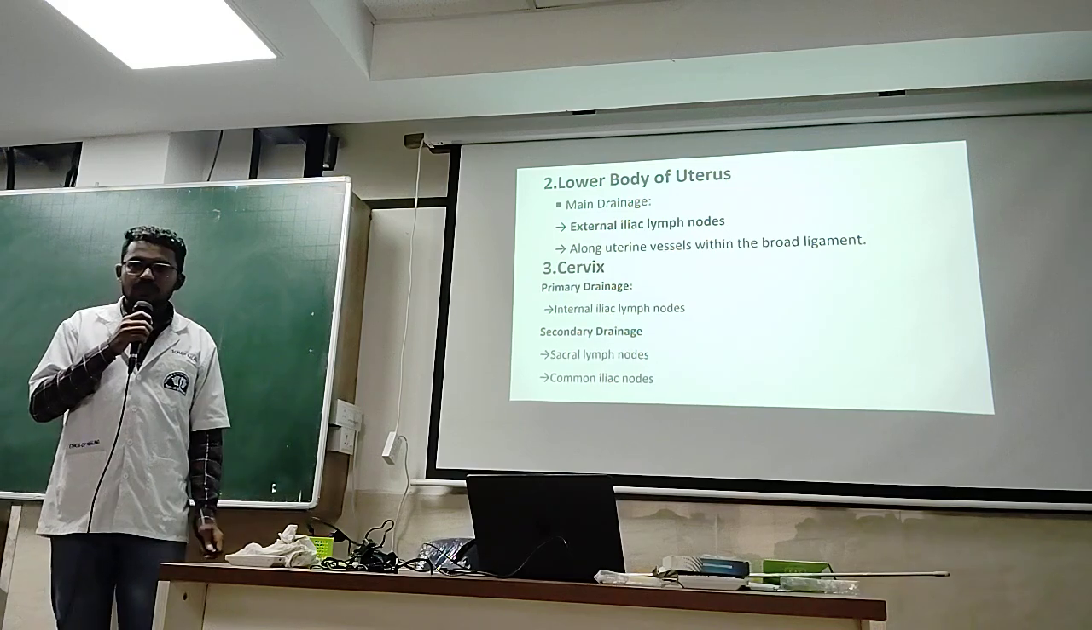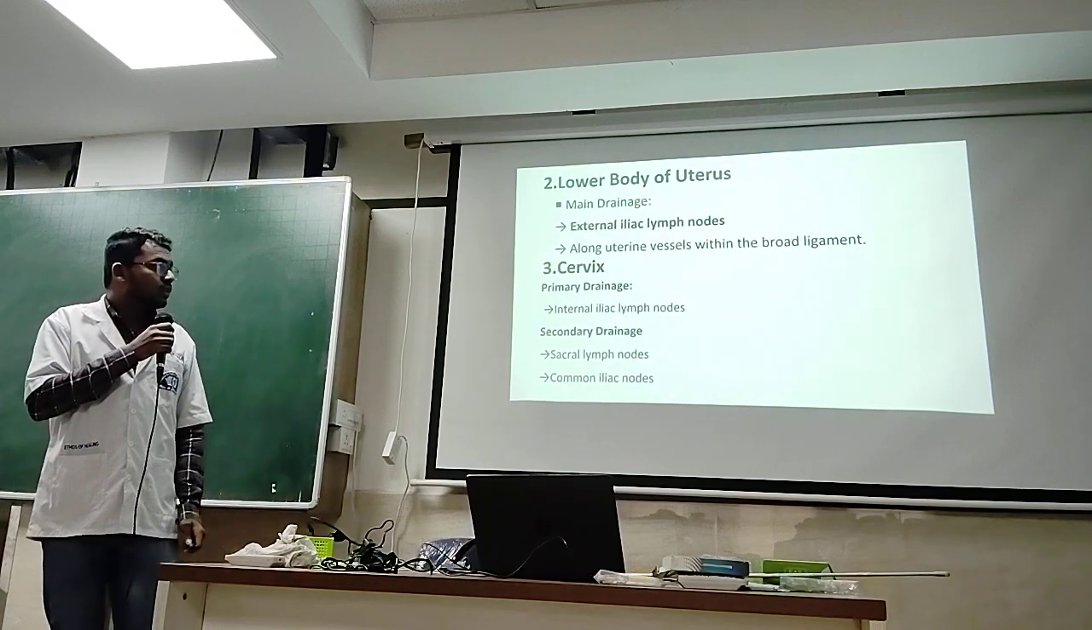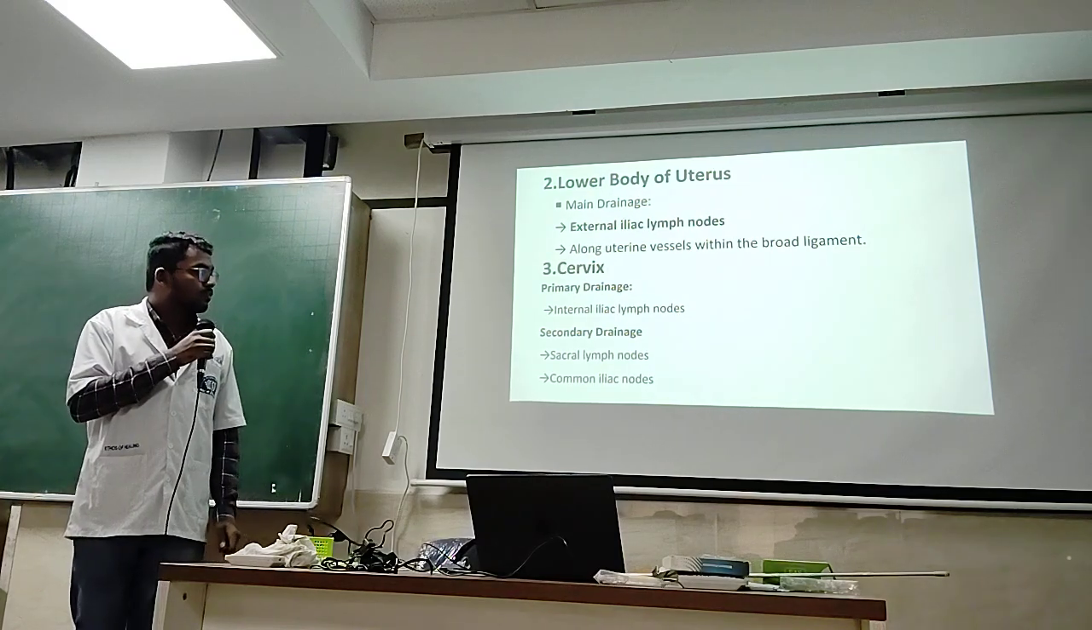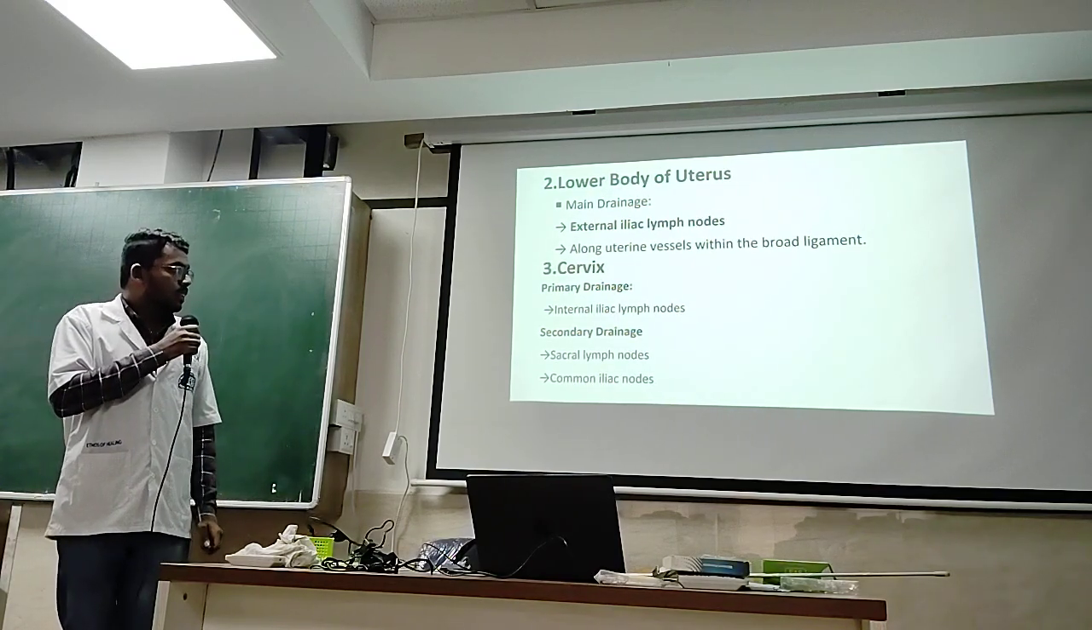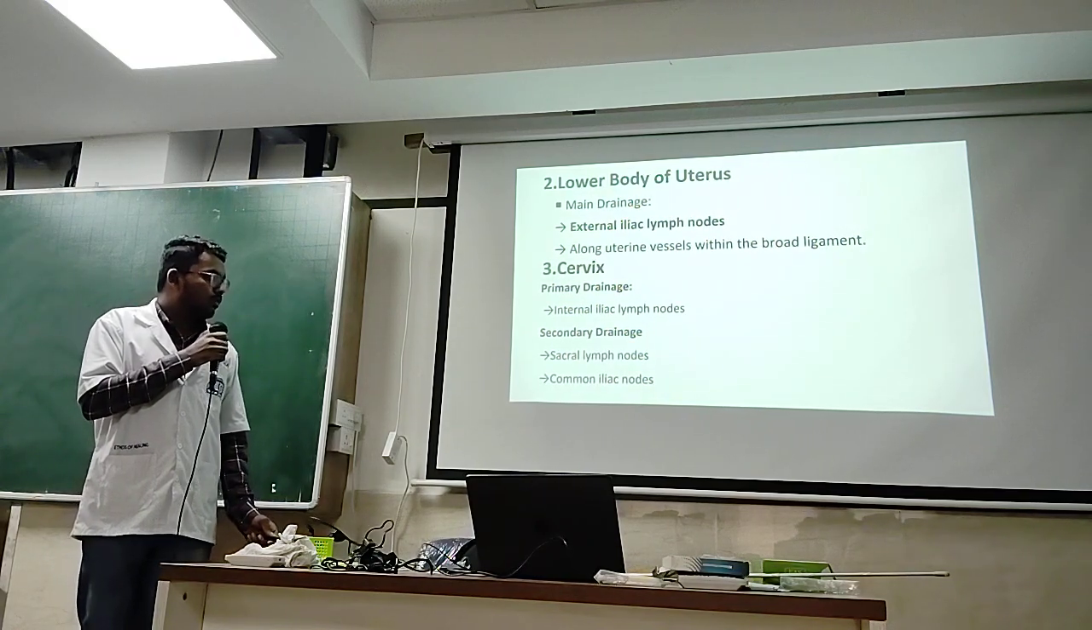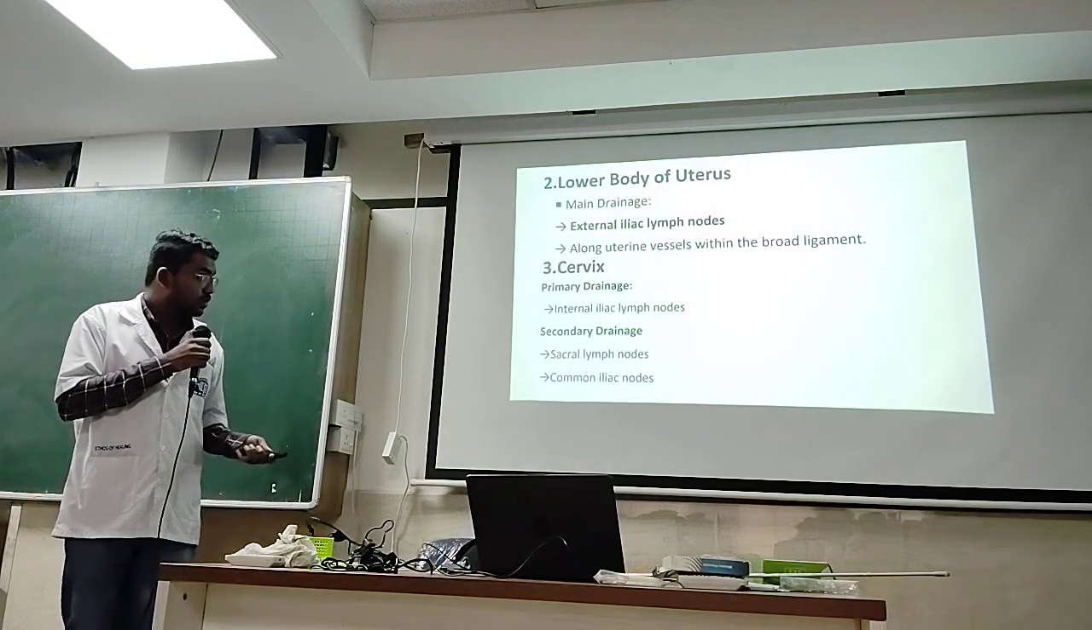Here the main drainage is into the external iliac lymph nodes, and they lie along the uterine vessels within the broad ligament. Third part is cervix, and here the primary drainage is into the internal iliac lymph nodes, and secondary drainage is into sacral lymph nodes, common iliac lymph nodes, and obturator lymph nodes.